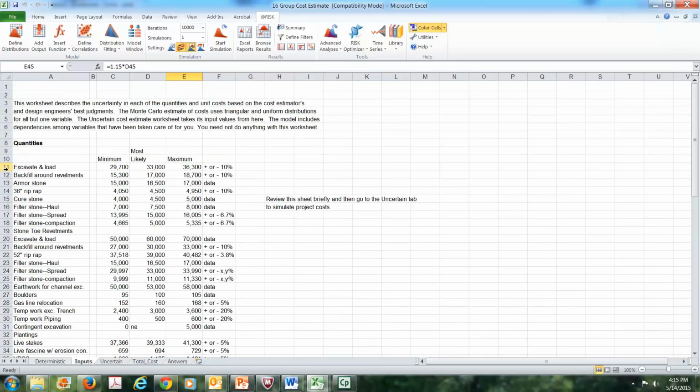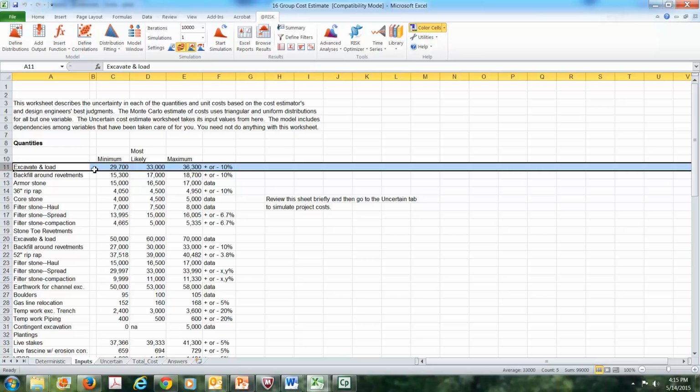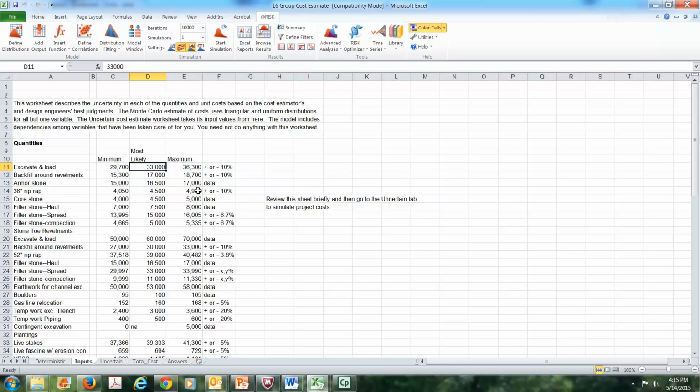And what we were doing, and this was many years ago, this could have been 20 years ago, I honestly don't remember. We went to the district and found out their most likely estimate, the number that they were using for excavation and loading, was 33,000 cubic yards. So when we spoke to those folks about would you be surprised if it was a little more or a little less, of course they wouldn't. And in fact, they said this number could actually be plus or minus 10%. And so that's what we define here. 10% less means it could be 29,700. 10% more means it could be as high as 36,300.